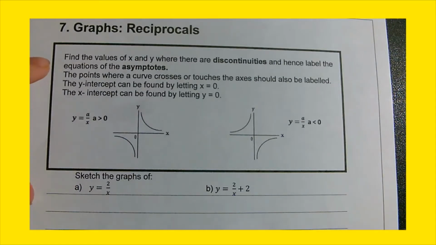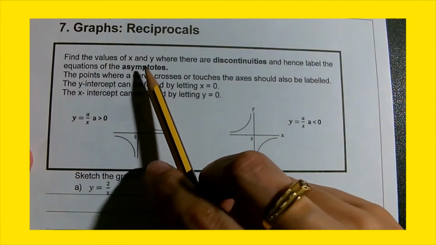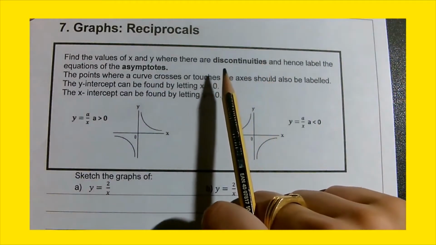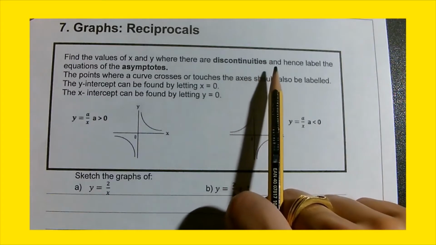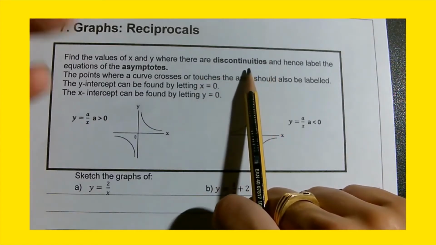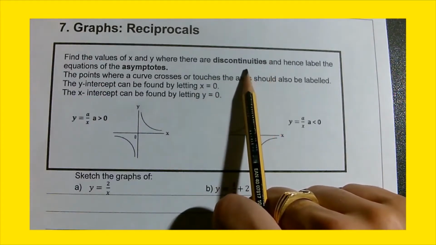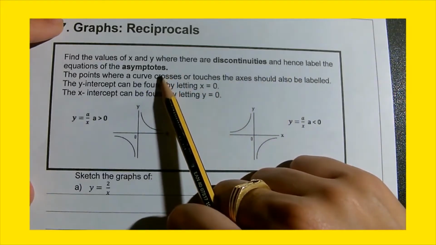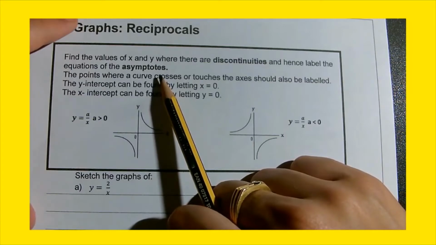Now reciprocals are quite unique in that they have sections of the graph which are not continuous, i.e. there are gaps between certain sections of the graph. Our job in sketching reciprocals is to find the values where these discontinuities exist. Discontinuities mean where the graph doesn't really exist, and hence label the equations of the asymptotes. Asymptotes are lines where the graph does not exist.